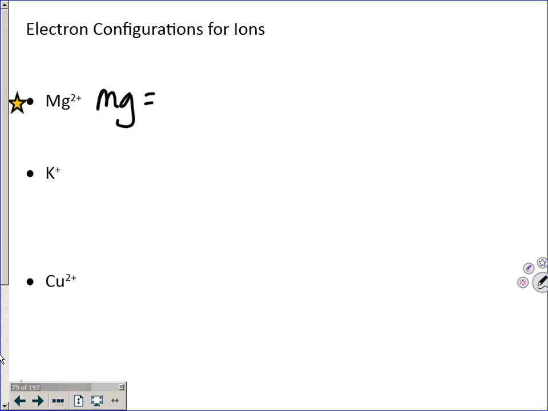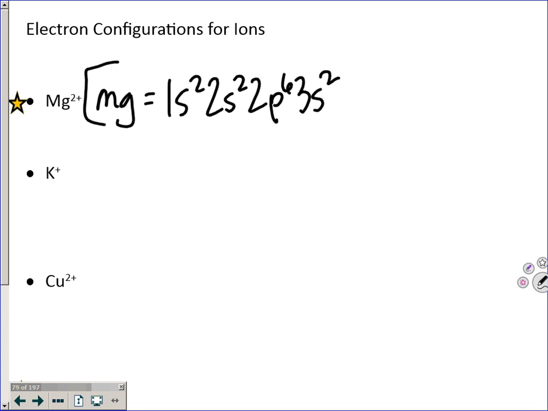All right, guys, let's get going. What's magnesium? 1s2, 2s2, 2p6, 3s2. Okay, pause. Eyes back up here. Looking at magnesium, that's your straight up magnesium atomic electron configuration. What does this right here mean? What's the name of a positive ion? Cation, right? That's a cation, and it has done what? Lost 2 electrons.